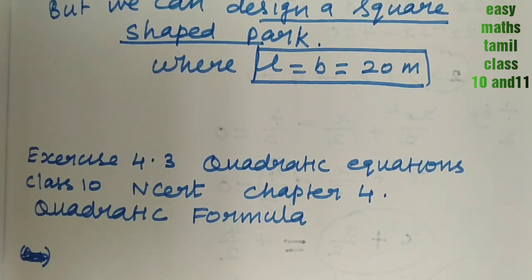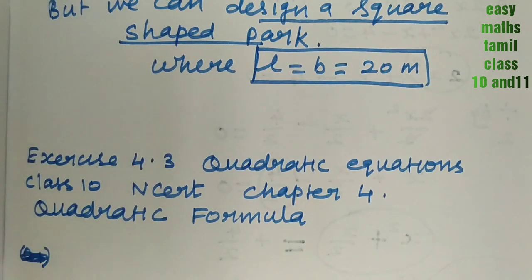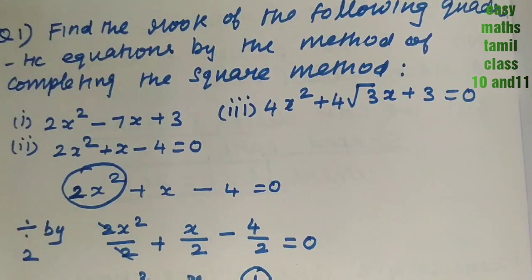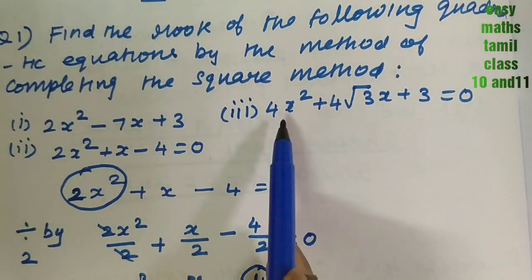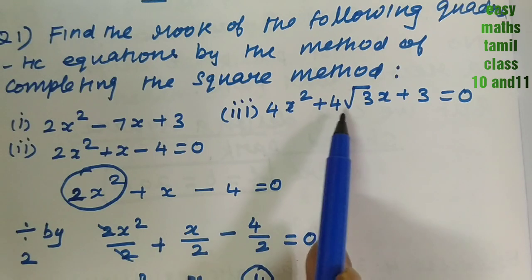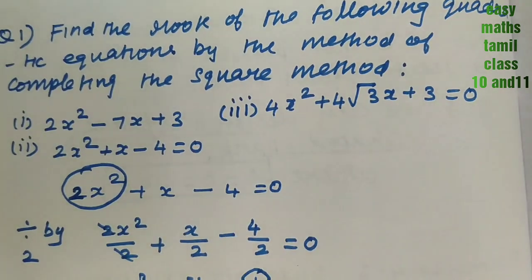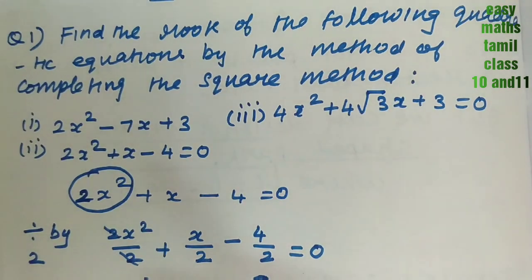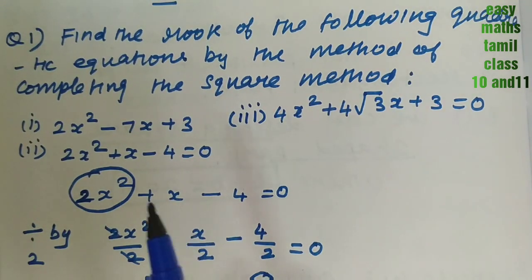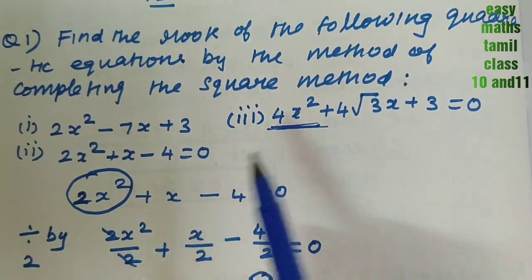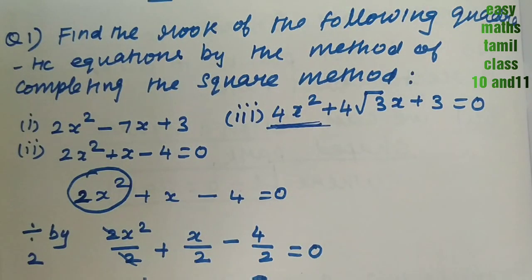Now let us solve the quadratic formula topic. Question number 1, third part: 4x square plus 4 root 3x plus 3 equal to 0. Find the roots of the following quadratic equations by the method of completing the square. We have to solve this using the completing the square method.